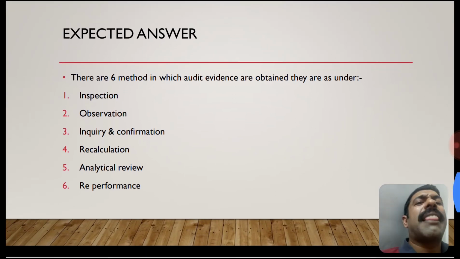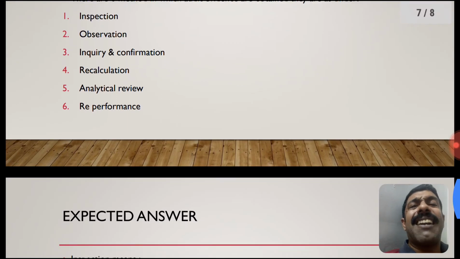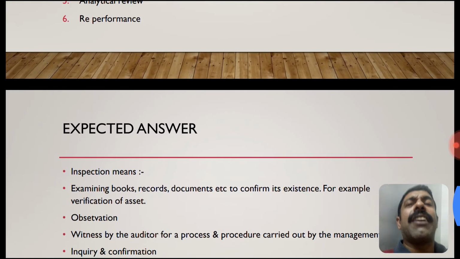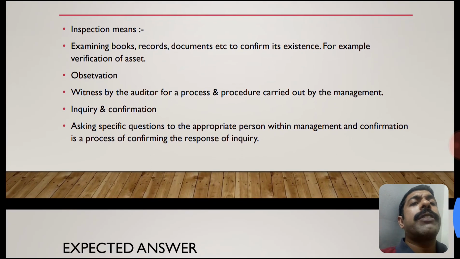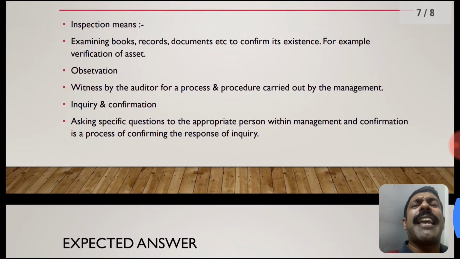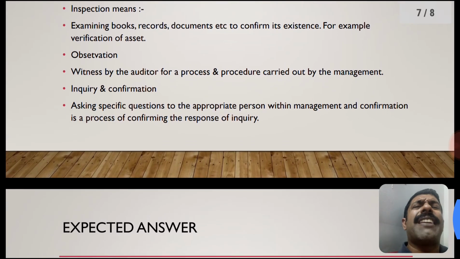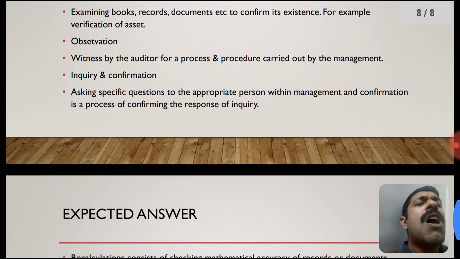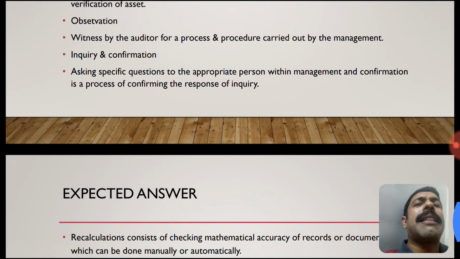There are 6 methods in which audit evidence is obtained and they are as under: inspection, observation, inquiry and confirmation, recalculation, analytical review, reperformance. Inspection means examination of books, records, documents or assets to confirm existence. For example, verification of an asset will confirm its existence. Observation is a process of witnessing by the auditor a process or procedure carried out by the management. For example, the auditor will be witnessing the physical count of inventory taken by the management personnel.